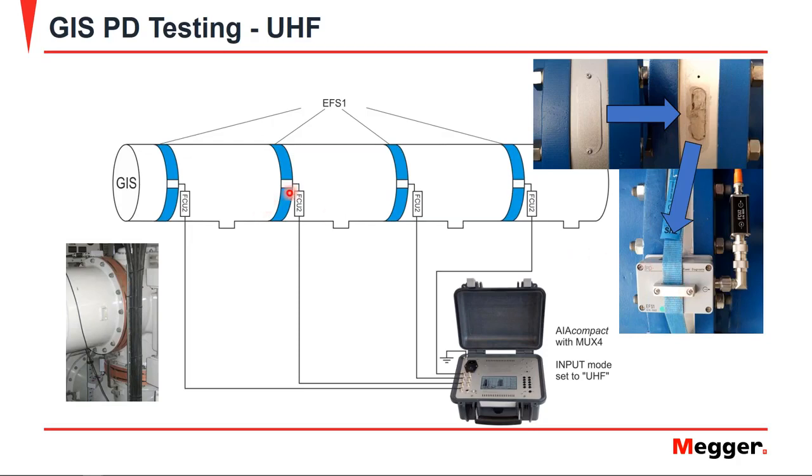Same idea, where you have your frequency converter unit, again, out to your AIA compact, which is your measurement system, in your UHF mode. So again, showing an example of two different measurement circuits, depending on whether or not you have the availability of windows in your GIS, or maybe you have flanges in which you can use these external flange sensors.